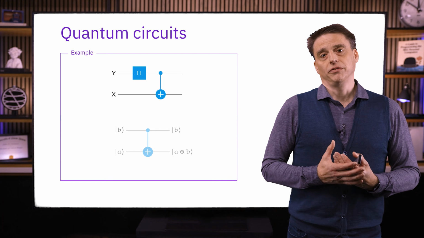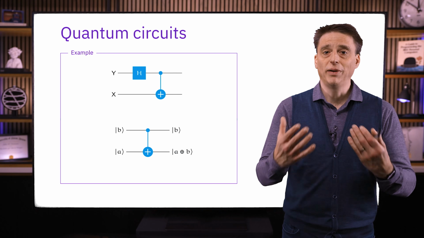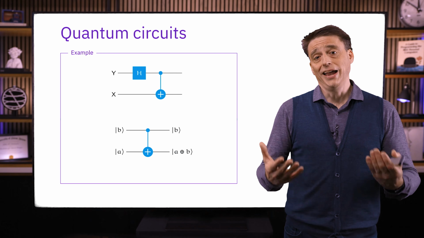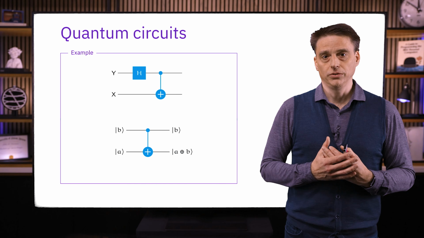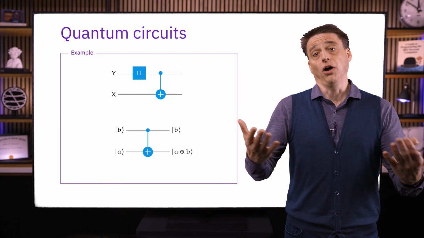And just in the interest of clarity, here's the diagram that shows the action of this gate on standard basis states, where we assume that A and B are binary values. For other states, the action is determined by linearity, as always.